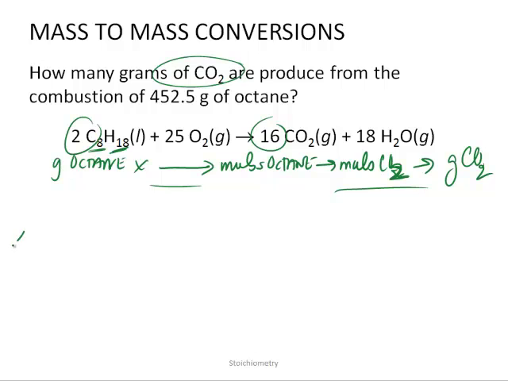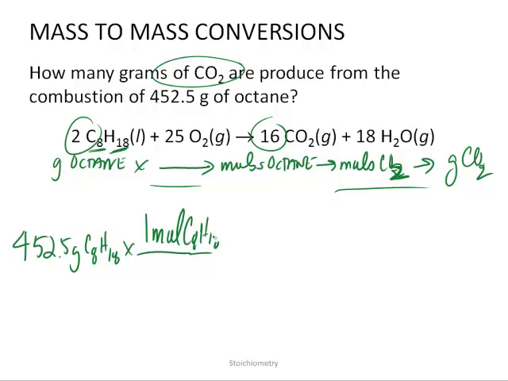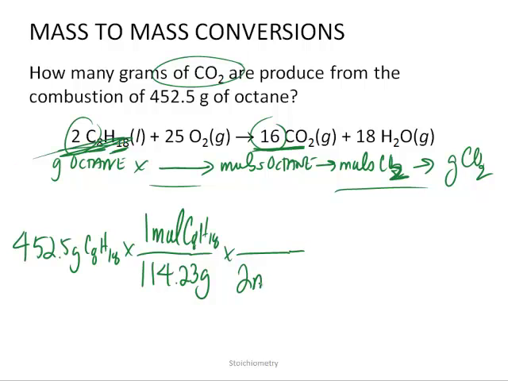Okay, so we're starting out with 452.5 grams of octane, C8H18. If you calculated the molar mass of octane correctly, you should have gotten, in 1 mole of C8H18, I got 114.23 grams. And then, just as we said, for every 16 moles of carbon dioxide produced, I need 2 moles of octane. So in 2 moles of octane, C8H18, they will produce 16 moles of CO2.